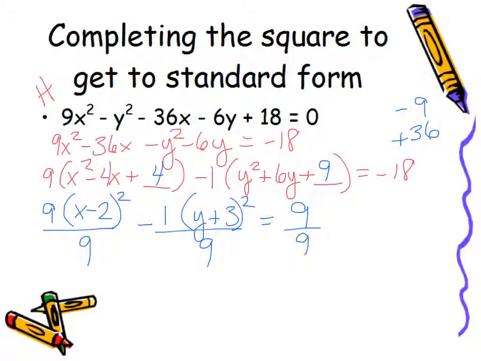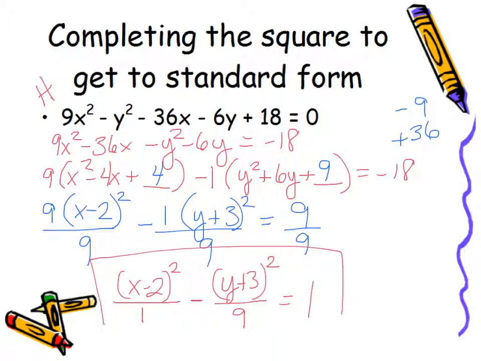All right, so then my final answer ends up being, the 9's cancel out, so I have an x minus 2 squared. Now really, if they totally cancel out, we wouldn't probably even write it as a fraction, except I kind of like to see that denominator, because remember that's going to tell me how big to build the box on the hyperbola. So I'll leave the 1 there. Then this negative makes it a minus. Y plus 3 squared, it's going to be over 9, equals 1. And there's my equation.